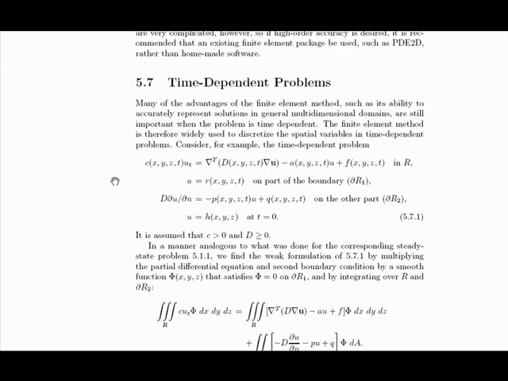Okay, now let's talk about time-dependent problems. Can the finite element method be used for time-dependent problems also? Yes, it can. For example, here's a linear time-dependent problem with Dirichlet boundary condition and Neumann boundary condition and initial values. For the Galerkin method, as usual, you multiply by phi k and integrate and do an integration by parts.